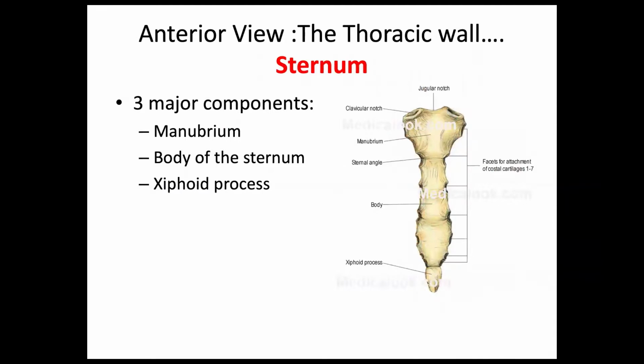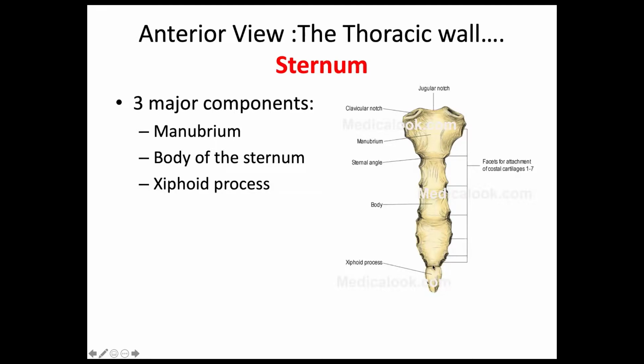This is the most important thing you have to remember. So I'm going to spend some time on this, and it's really, really important you get your head around this. The sternum or the breastbone is broken down into 3 parts. You have the manubrium, the body, and the xiphoid process.